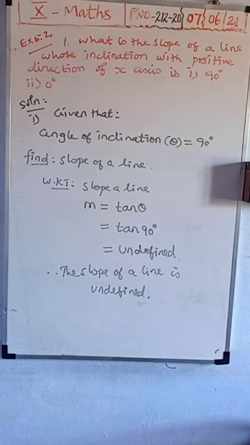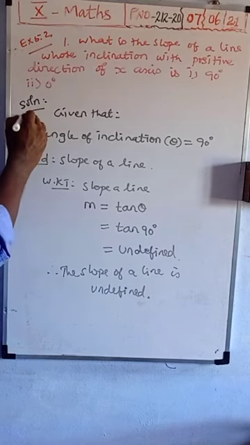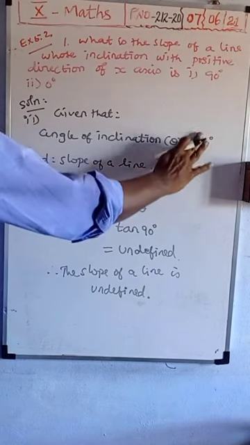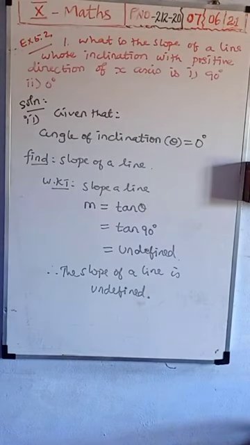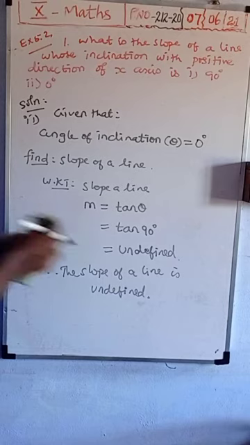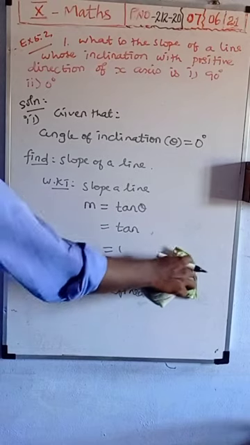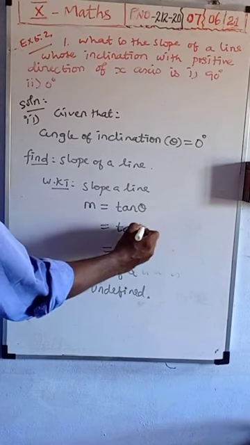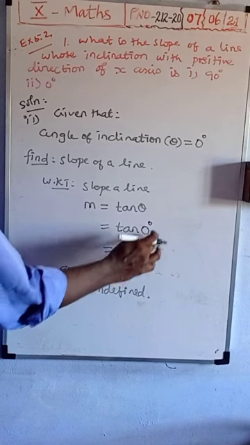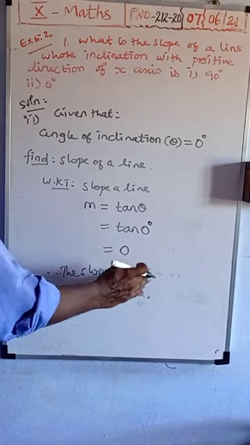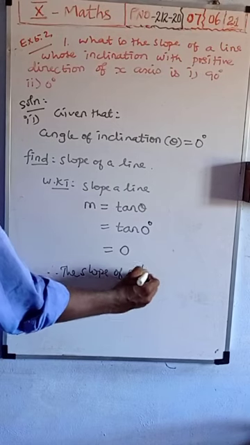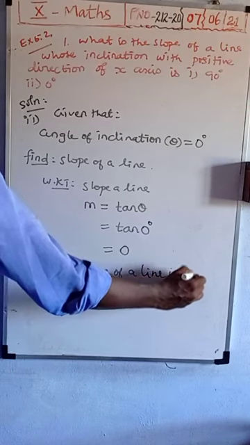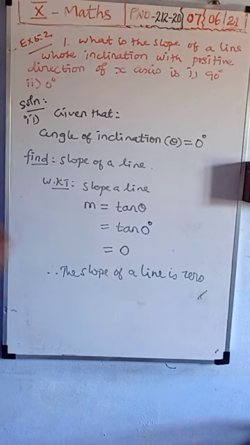Then next, second point: the angle of inclination is given as 0 degree. Angle of inclination is 0 degree, so to find the slope of the line, m is equal to tan theta. Tan 0 degree, tan 0 is 0. So the slope of the line is 0. That's all, easy. So first you want to memorize the tan values.